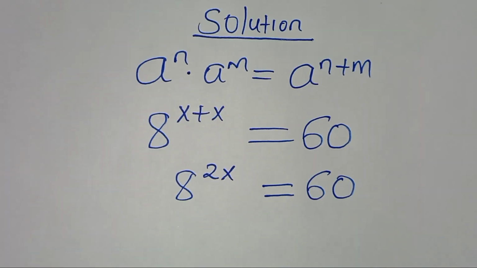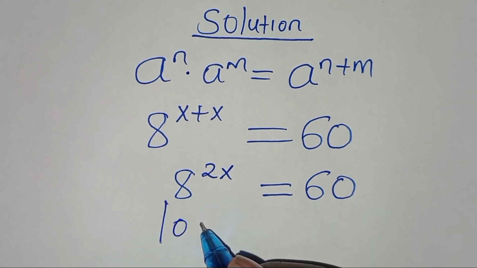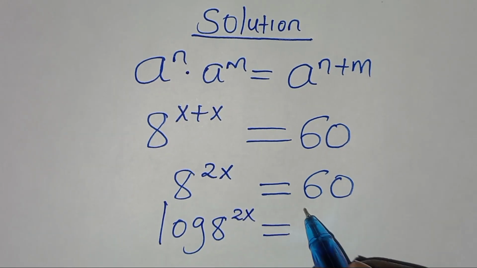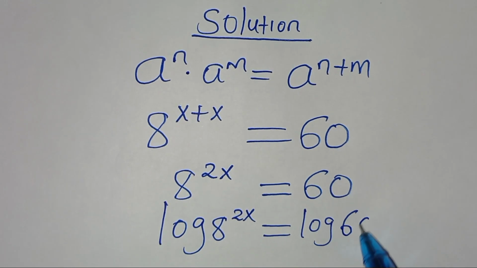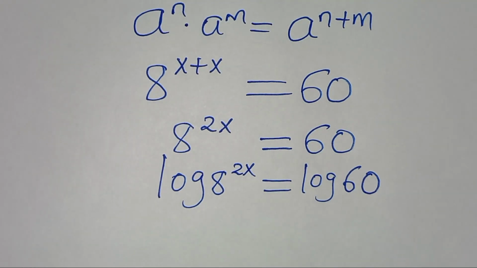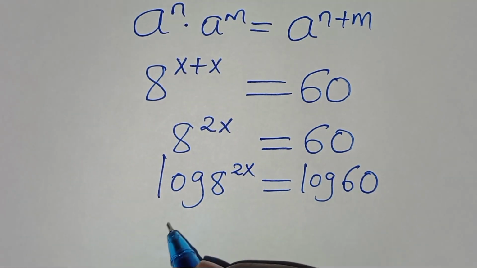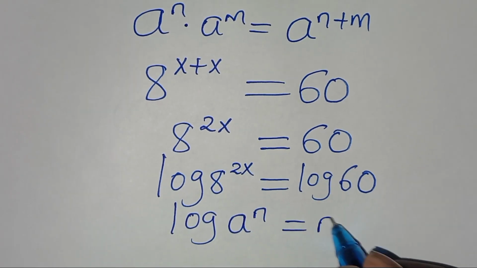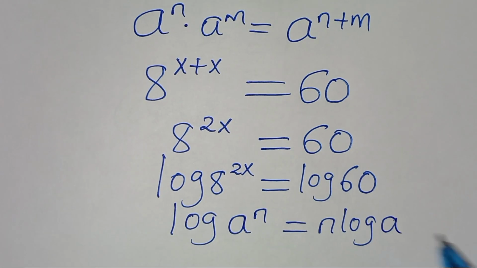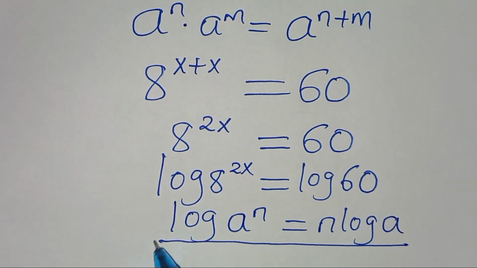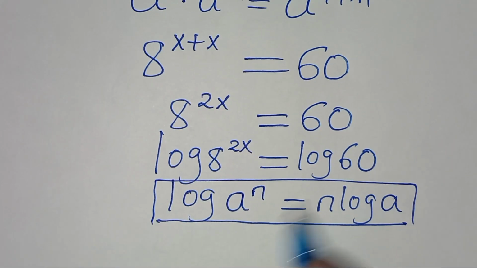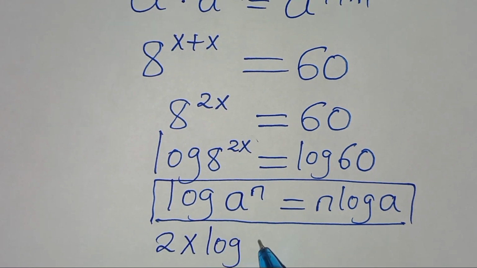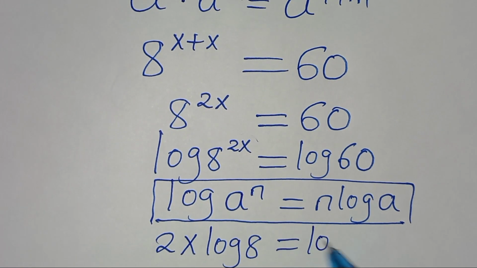Now, to solve for the value of x from here, we introduce logarithm on both sides. So we have log 8 to the power 2x. This is equal to log 60. Now, the next step is that log 8 to the power 2x, this is in the form of log a to the power n. This is equal to n log a. Now, applying this power rule property of logarithm, you find that log 8 to the power 2x becomes 2x log 8. This is equal to log 60.